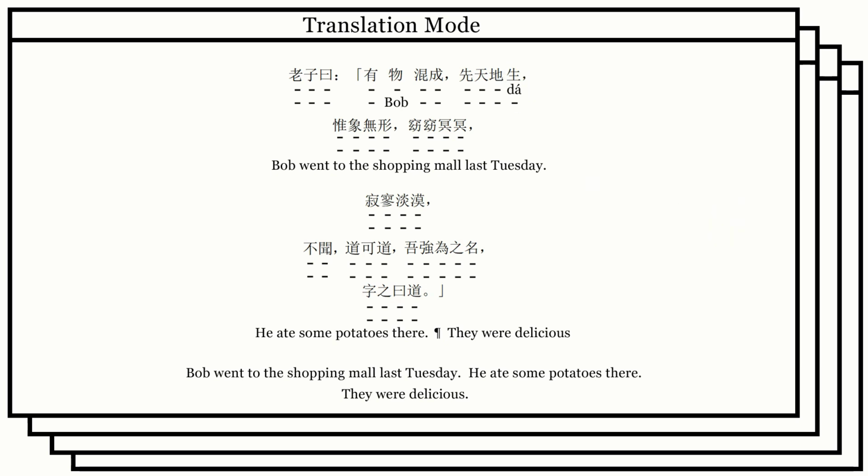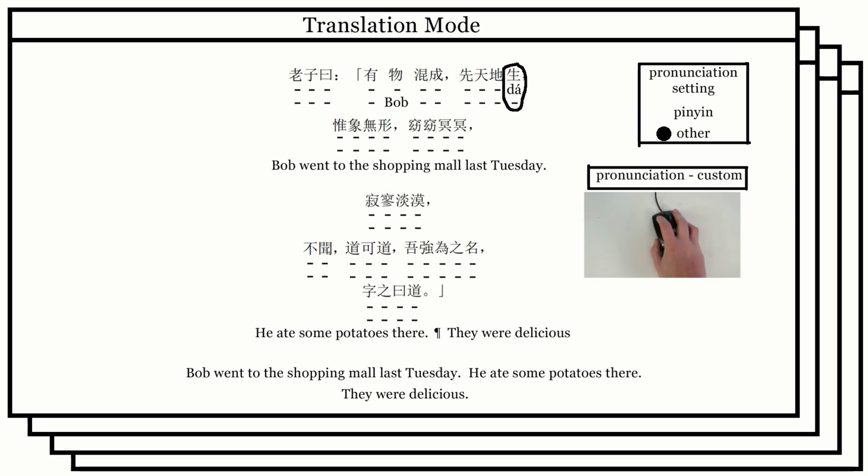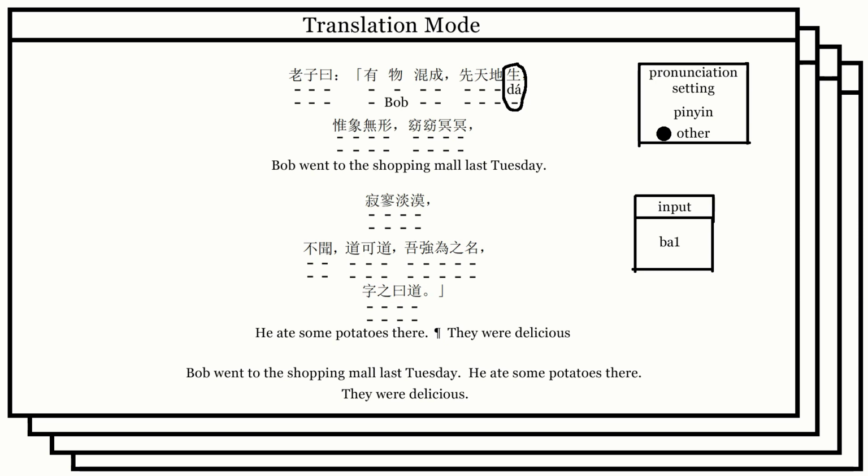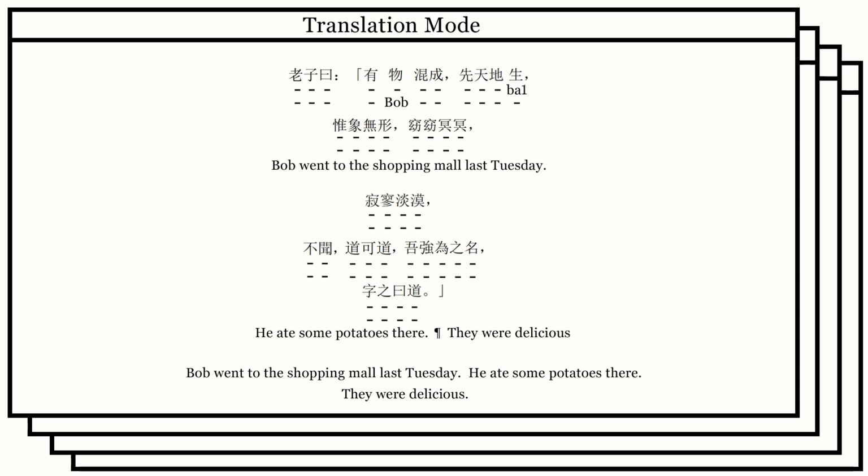Now the pronunciation of this character shows up as D and then A with an upward sloping line above it. And now suppose the user changes the pronunciation setting to other, then selects this character and clicks on the button pronunciation-custom and types in BA1, and now the pronunciation does show up as BA1 with no special characters. When the pronunciation setting is on other, then whatever the user types in for a pronunciation is what's assigned as the pronunciation, none of that auto-converting. It's only when the pronunciation setting is on pinyin that the program does the automatic conversion to special characters.